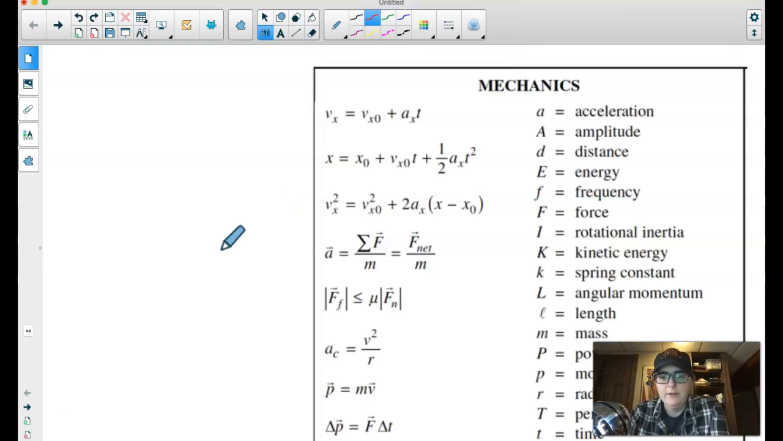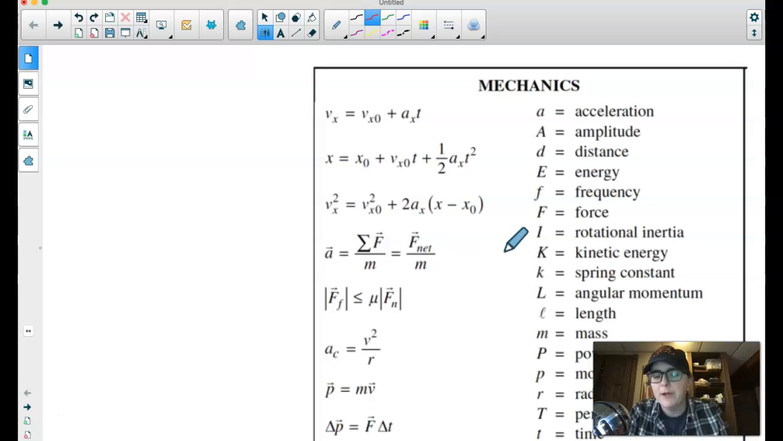One of the things I like to do when we're in the home stretch before the AP exam is take some time to go through the formula sheet to remind you of what model each formula goes with and what are some of the diagrams that we tend to use with that model. Now, in this video, I'm only going to go through the mechanics section of the formula sheet because that's the only section you're going to need for the 2020 AP exam.